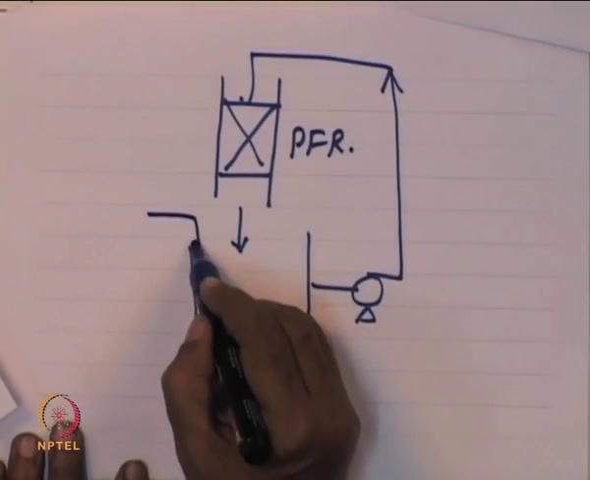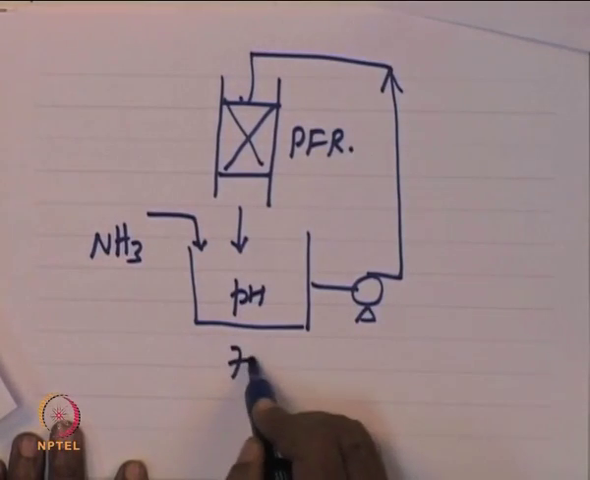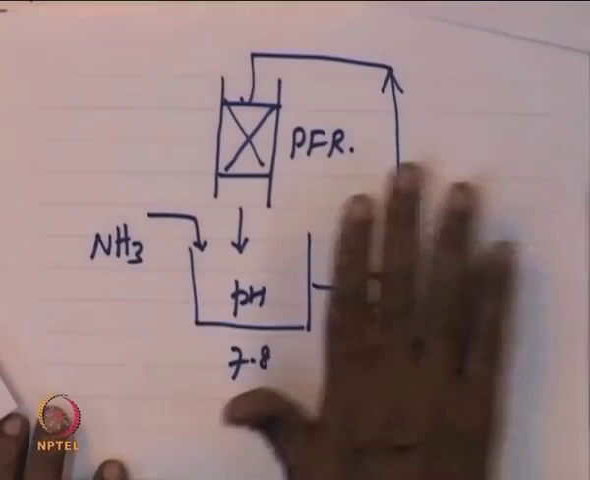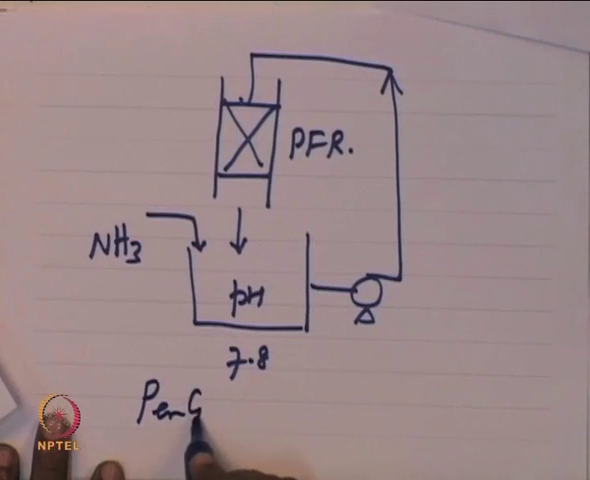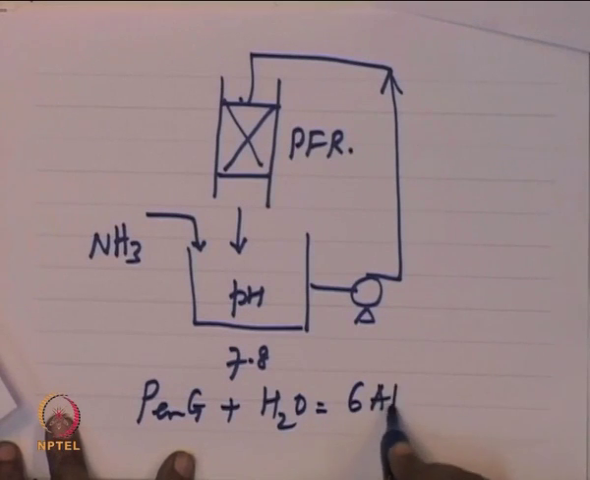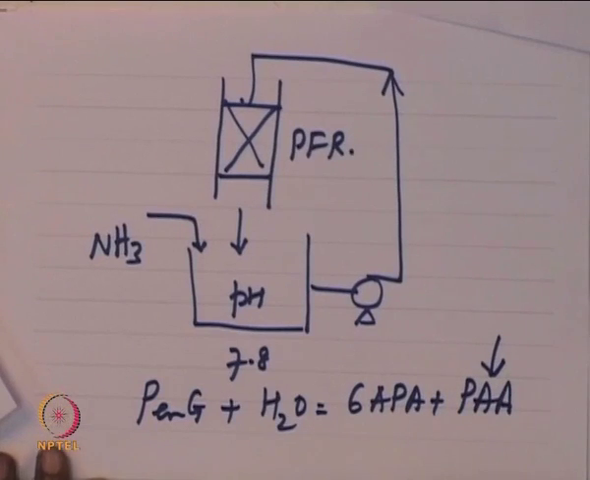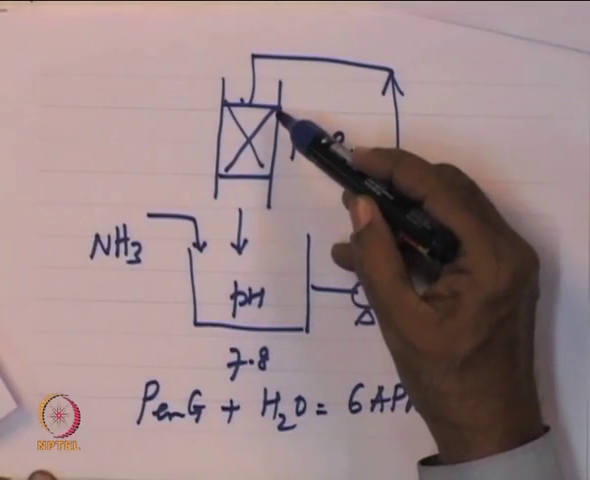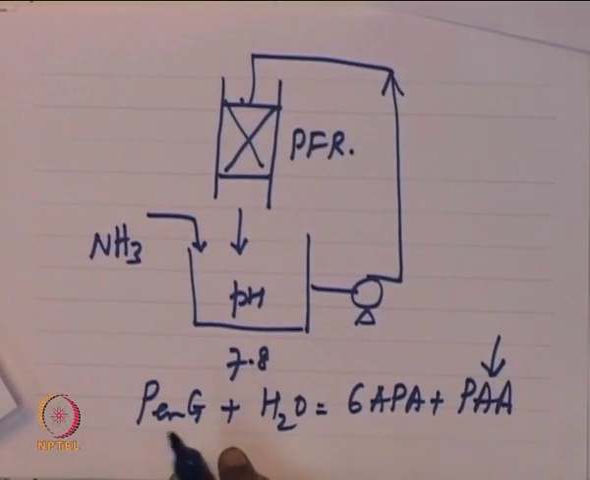And now, here you put ammonia addition so that the pH is at 7.8. Now, what happens in the process is that because of this reaction, the pen G plus water giving you 6 APA plus phenyl acetic acid, you find that the pH goes down and you have to adjust the pH. If you allow this reaction to take place to a complete extent in this equipment, the pH would have been very low. And if the pH becomes very low, the enzyme gets completely denatured.